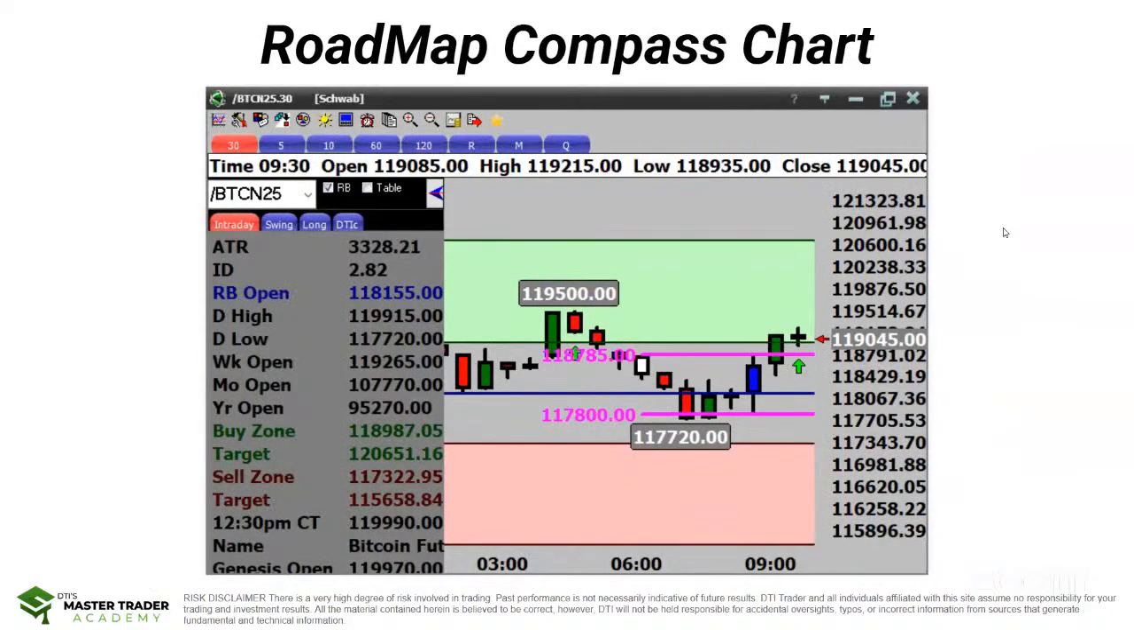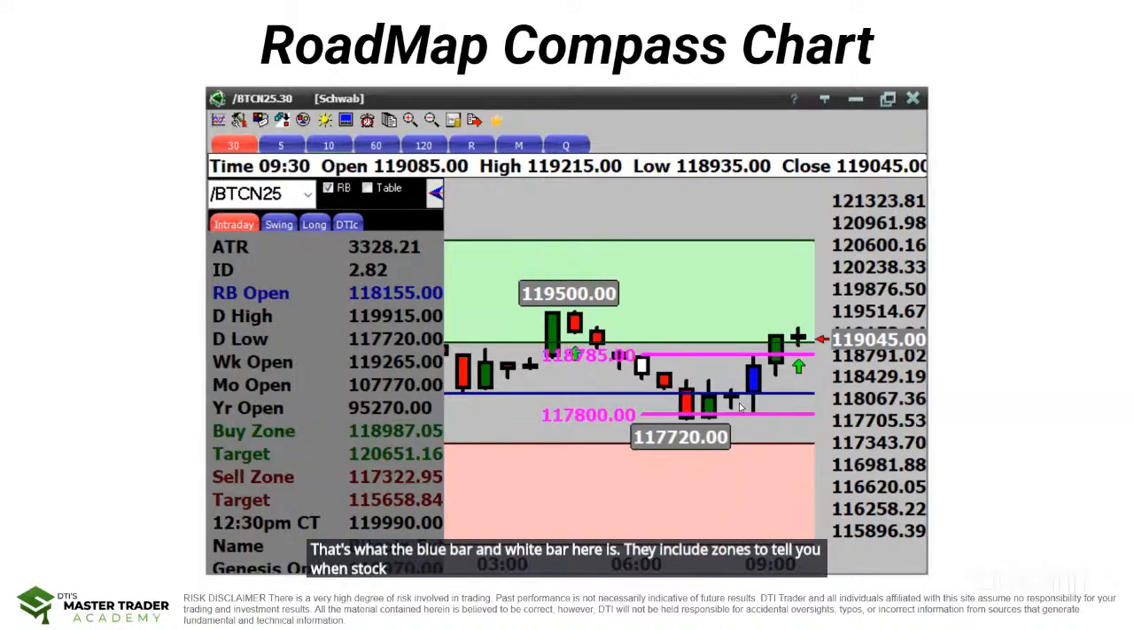The Compass charts include blue and white reference bars. That's what the blue bar and white bar here is. They include zones to tell you when stocks or futures are going into the buy zone. Bitcoin, when I took this earlier, was heading into the buy zone.